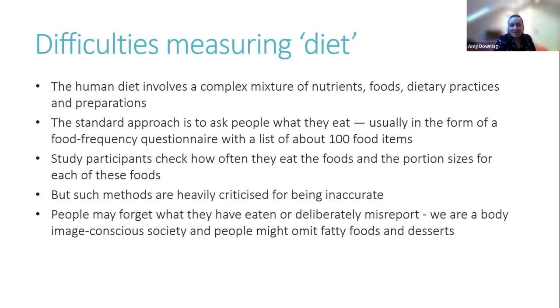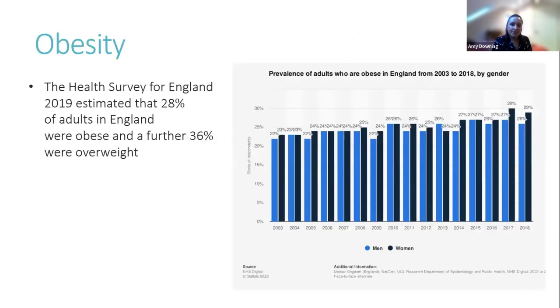People may particularly omit certain more fatty foods or desserts. And so researchers are trying to come up with some more accurate measures of diet. So, for example, looking at markers in urine or in blood. But in terms of being able to measure it from a large number of people, I think the food frequency questionnaire is the best one that we have at the moment.